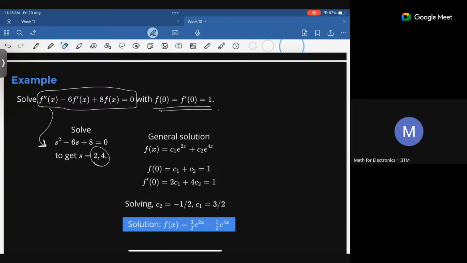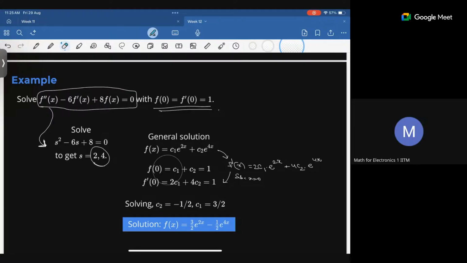Similarly, for f prime of 0, I'll take the derivative: 2c1 times e power 2x plus 4c2 times e power 4x. That will be the derivative, and substitute x equals 0 now. Once you substitute x equals 0, you'll have f prime of 0 on the left hand side. On the right hand side, you will have 2c1 plus 4c2. And f prime of 0 is 1. So 2c1 plus 4c2 is 1.